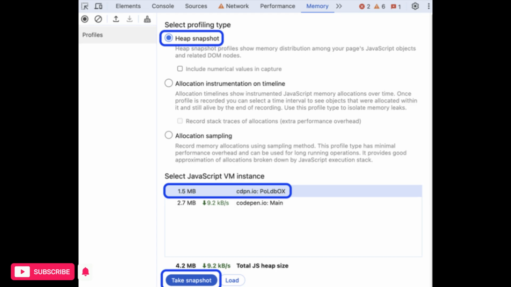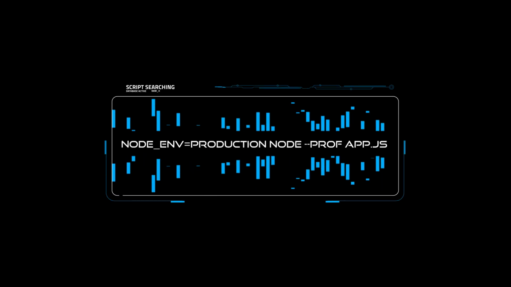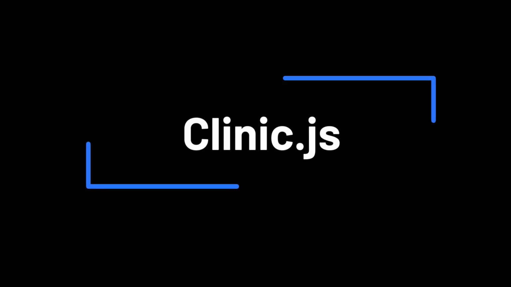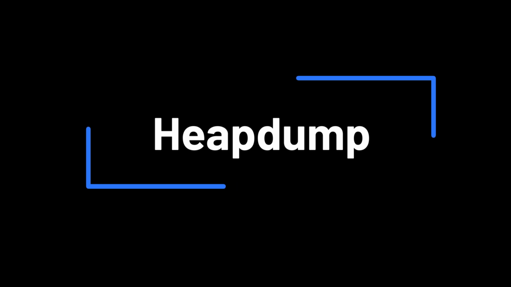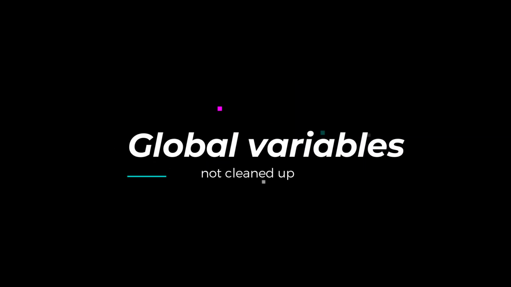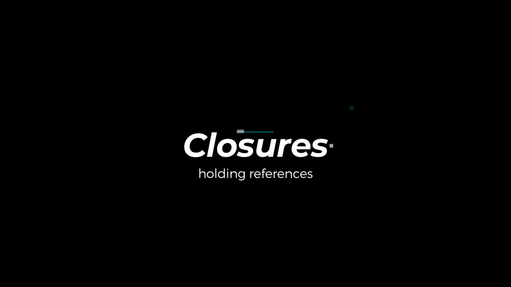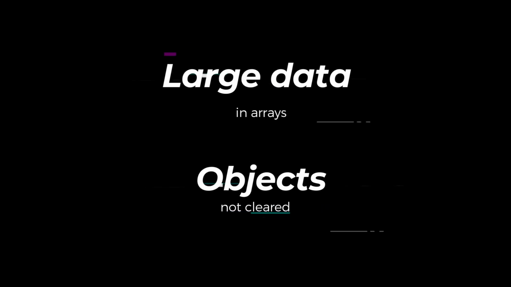Implement heap snapshots using Chrome DevTools. Use Node.js profiler, the --prof flag. Tools like Clinic.js or heapdump. Common causes: global variables not cleaned up. Event listeners not removed. Closures holding references. Large data in arrays or objects not cleared.